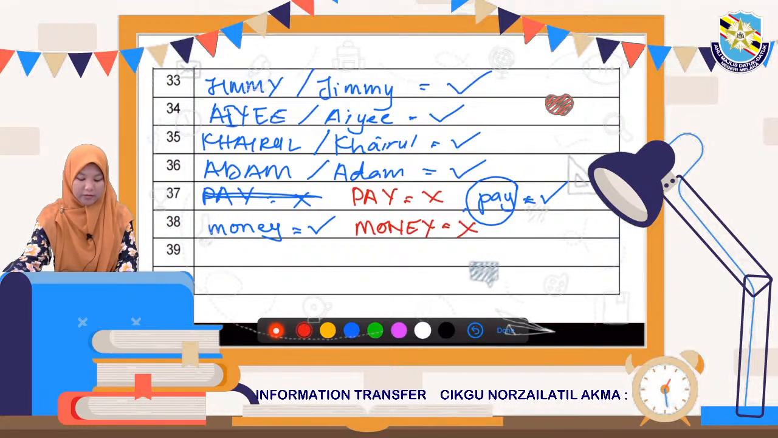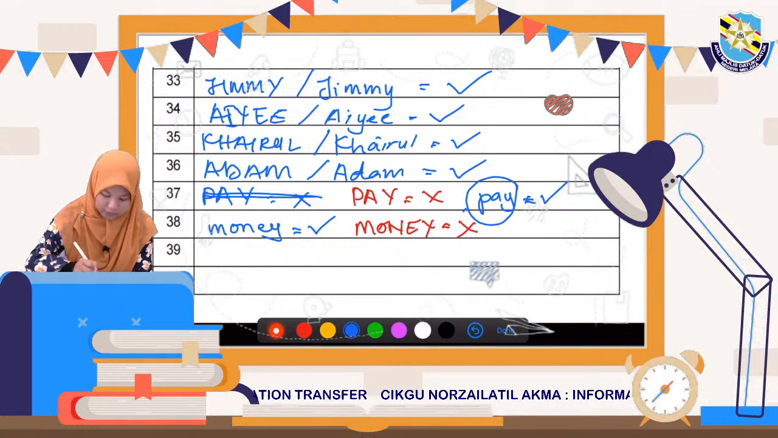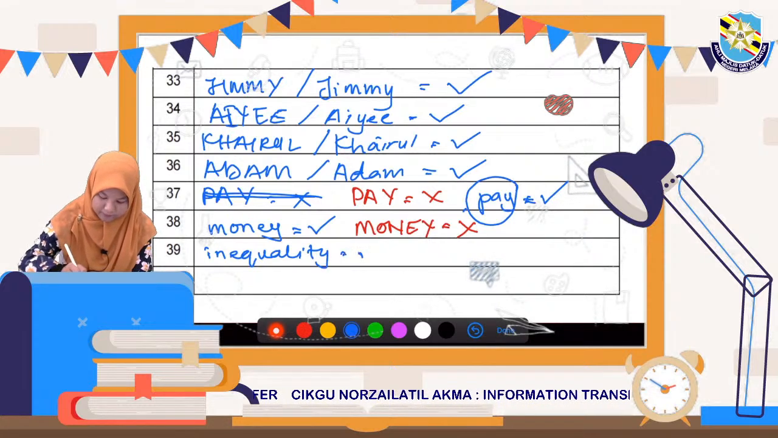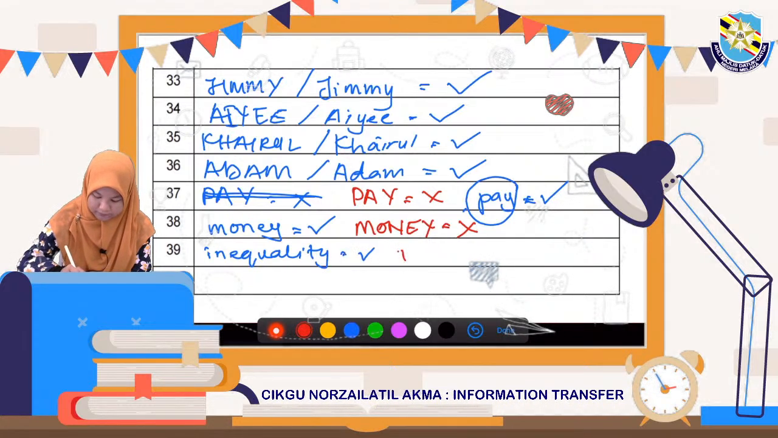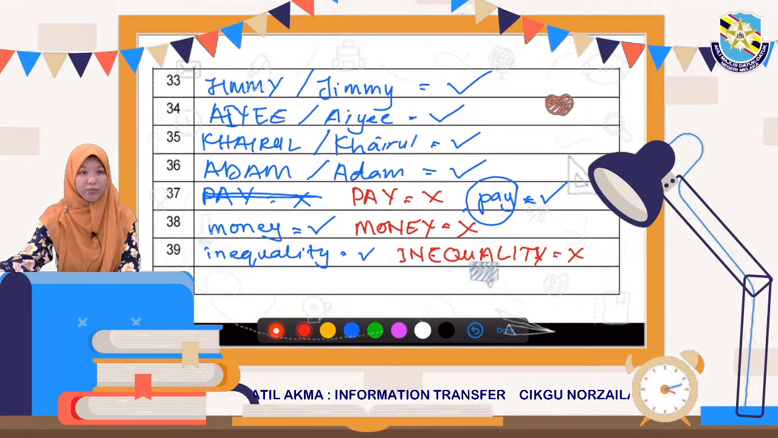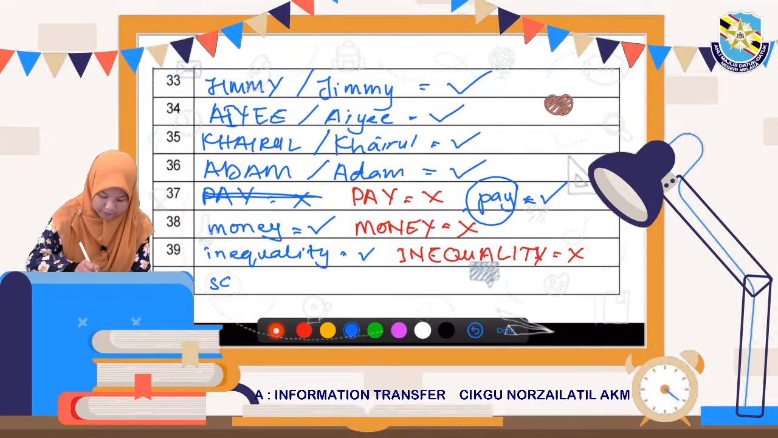39, inequality. And the last one, for question 40, the answer is sacrifice.